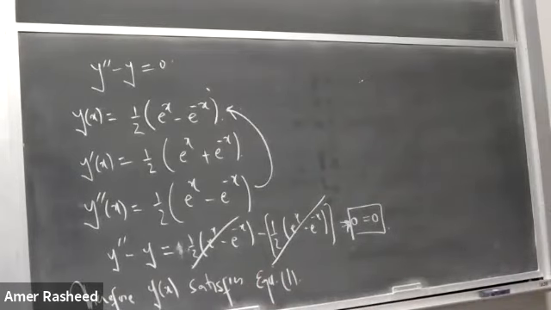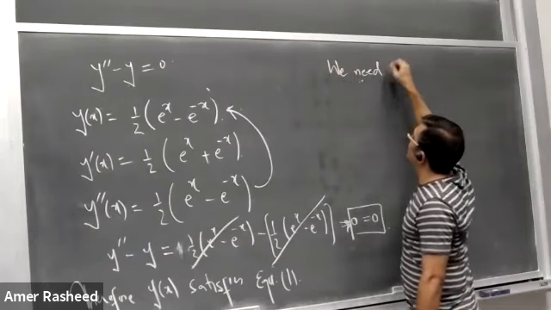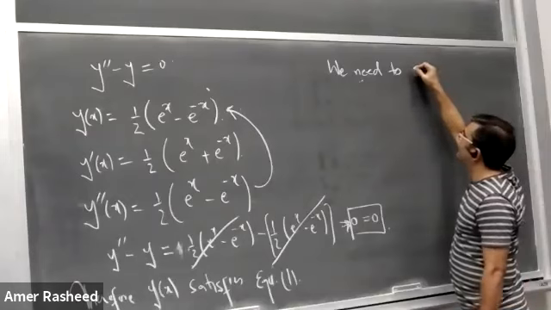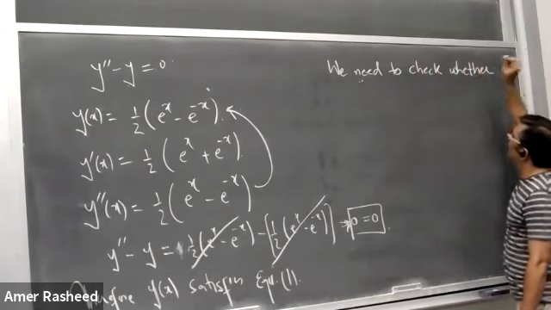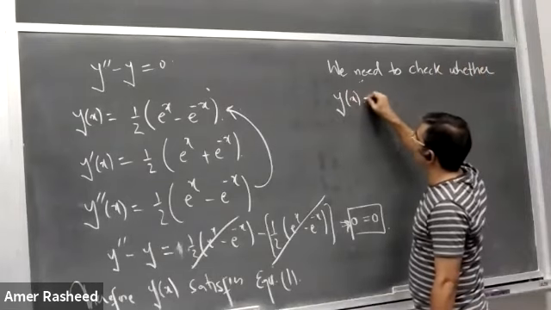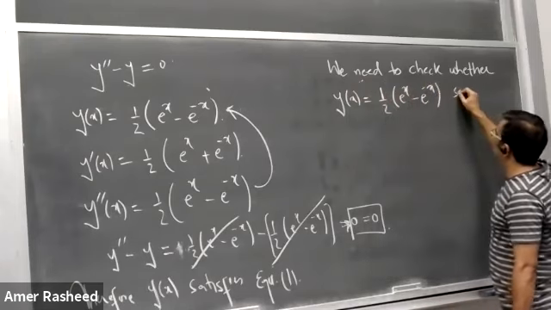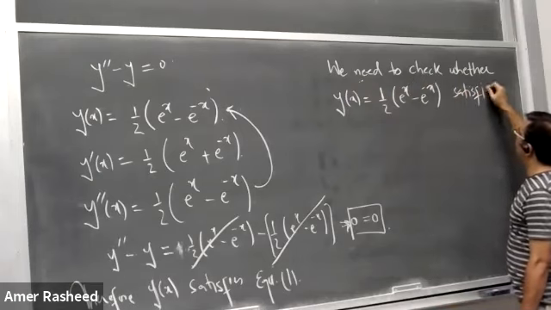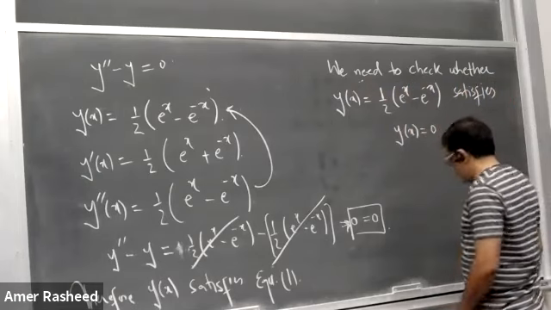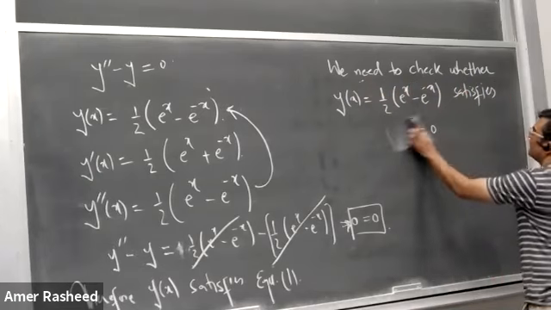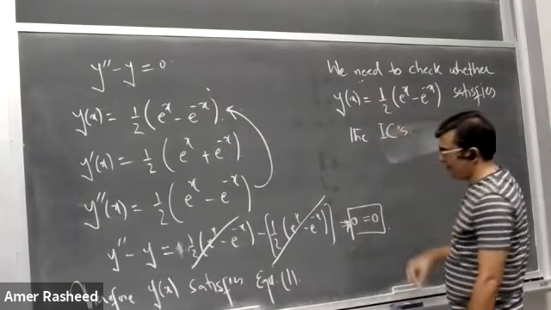Now, what is the next step? We need to verify or check whether y of x, which is 1/2 (e^x minus e^(-x)), satisfies y(0) = 0, the initial condition, that is, whether it satisfies the initial conditions of the given problem.